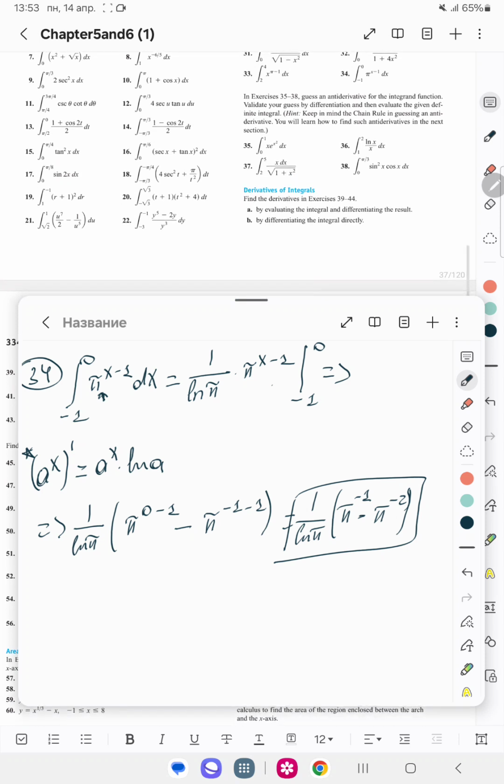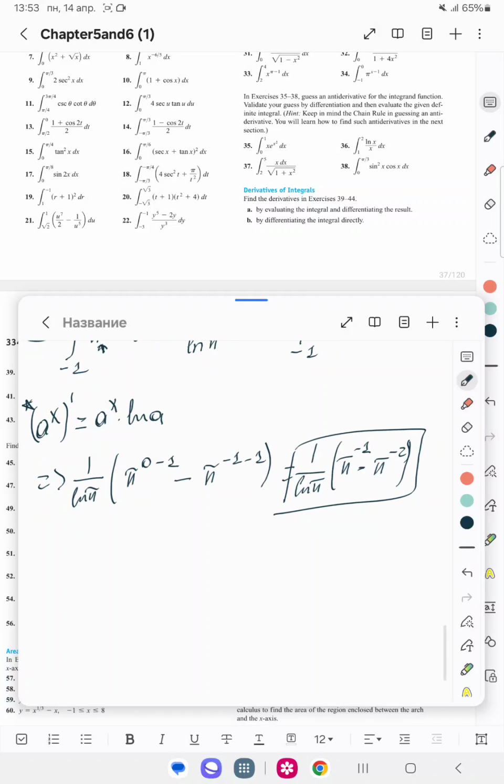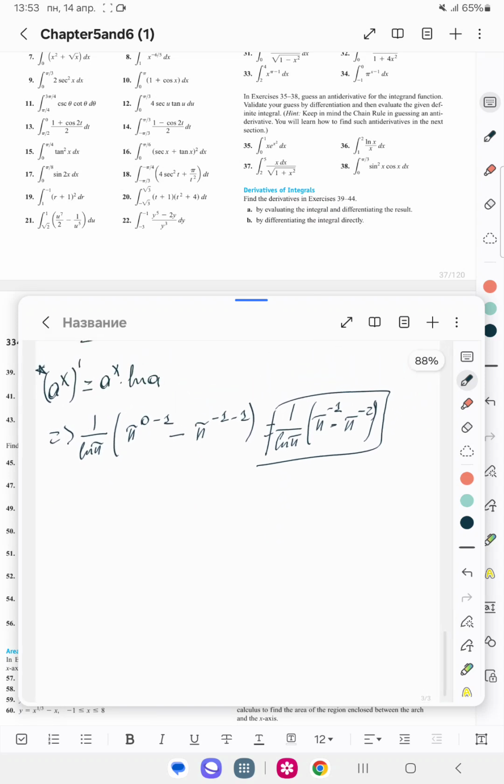Now let's do from 35 till 38. Guess an antiderivative for the integrand function. Validate your guess by differentiation, then evaluate the given definite integral. Keep in mind the chain rule in guessing an antiderivative. Okay, that's a good question. Good part, tricky part. Meaning we'll first just find integrals, okay? Then we'll do the reverse operation to check our answer, whether we got it right or wrong.